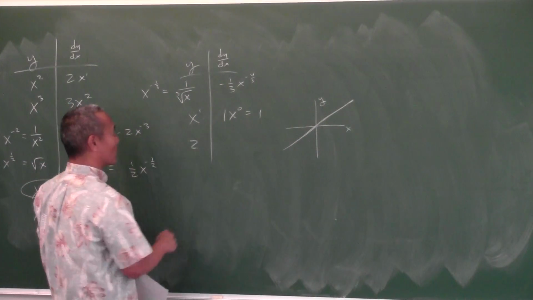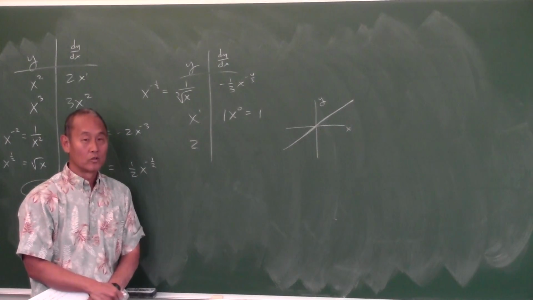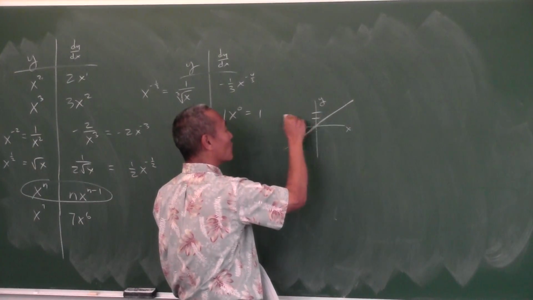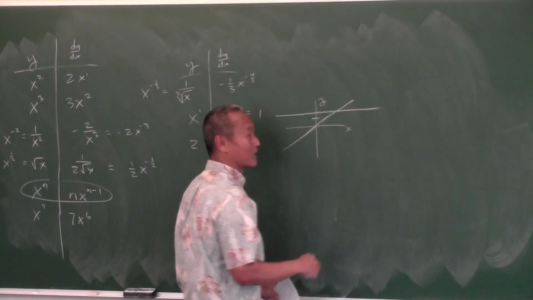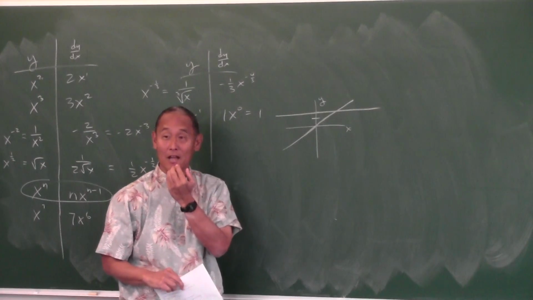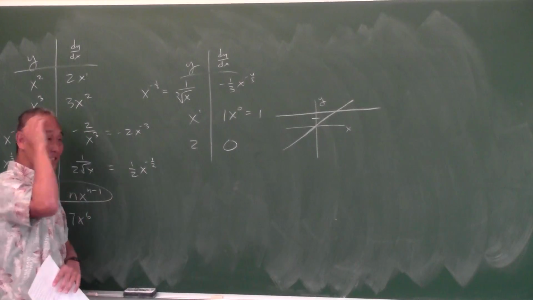Okay, what about 2 then? What's the derivative of 2? I'll give you a hint. No, I'm not going to give you. Just think about it. What does the graph of y equal 2 look like? It's a horizontal line. What is the slope of a horizontal line? 0. The derivative tells you the slope.